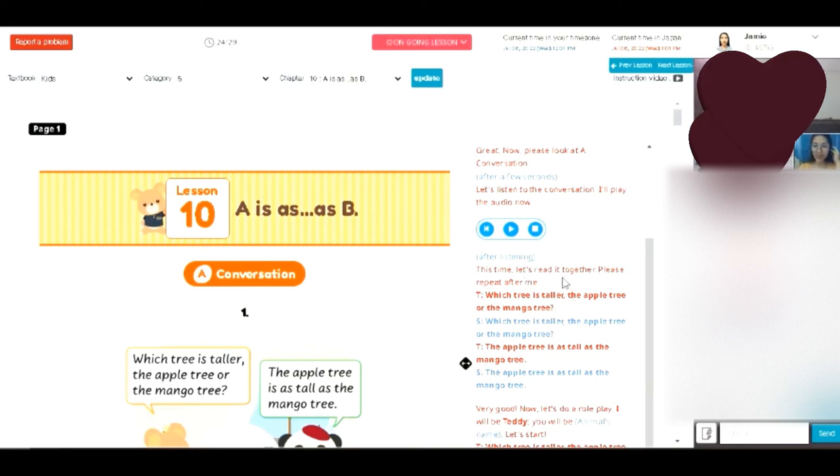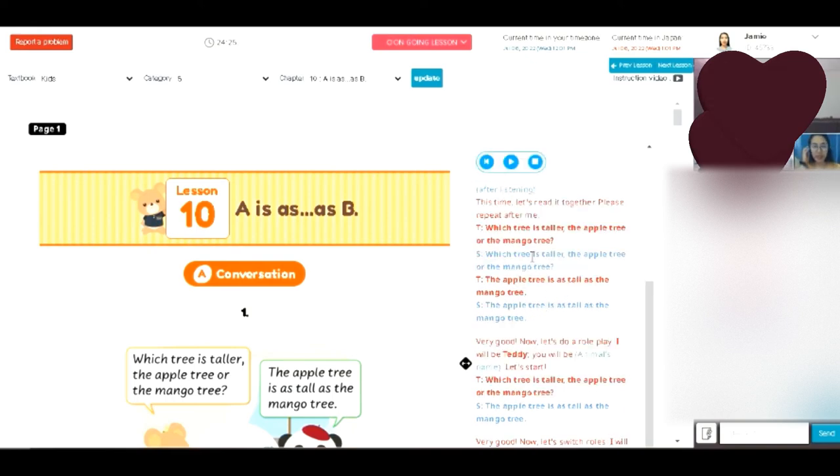Tree. Okay, so let's read again, okay? Okay, so I'll read first and then repeat after me. Which tree is taller, the apple tree or the mango tree? The apple tree is as tall as the mango tree. Okay, one more time. The apple tree is as tall as the mango tree.